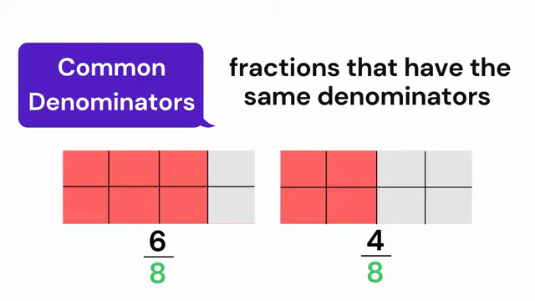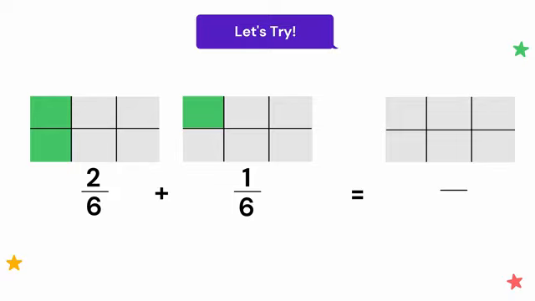Having common denominators means that we have 2 or more fractions where the whole is split into the same number of parts. Here's an example of adding fractions with common denominators together. Here I have 2/6 plus 1/6. You can see that each whole is split into 6 parts total, which means that our denominator is 6.